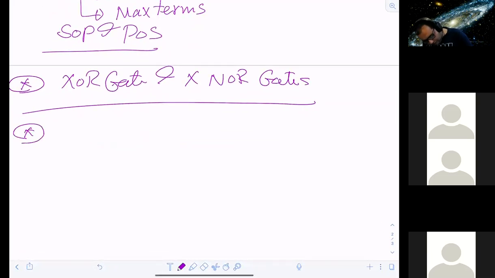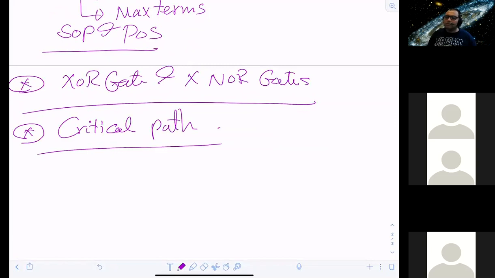Then we talked about the critical path, with examples with gates, and how the longest path will be affecting the shortest one, and so on.